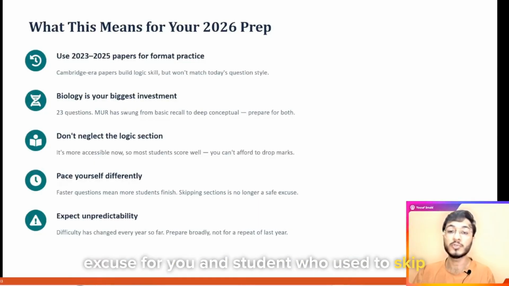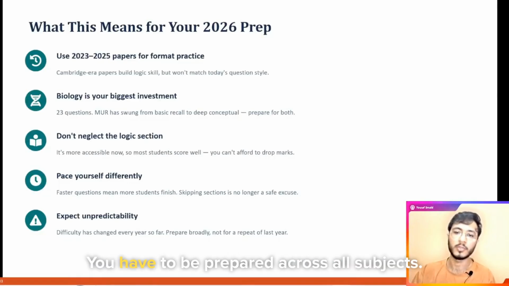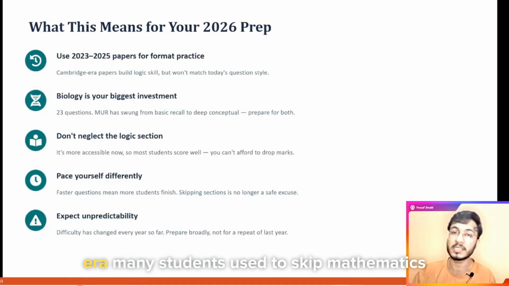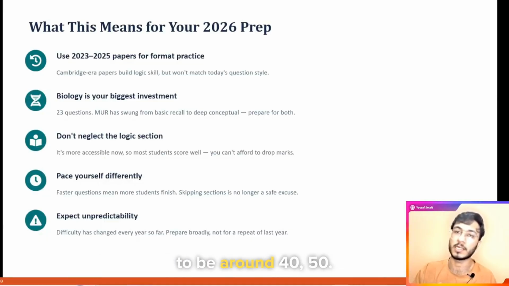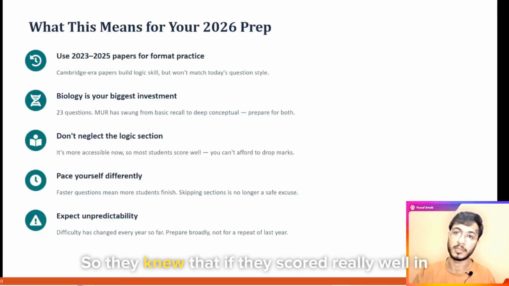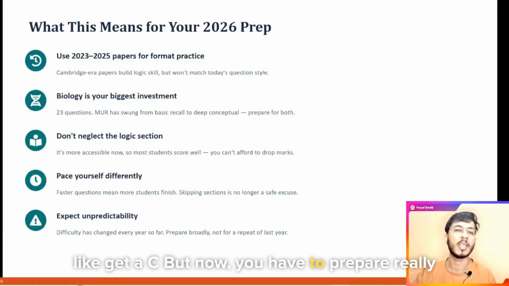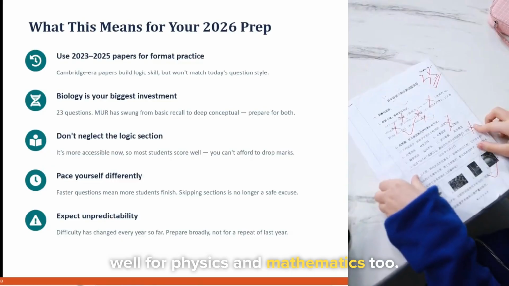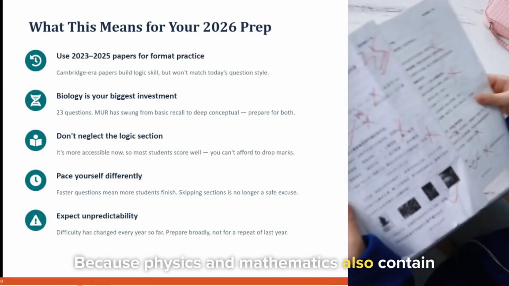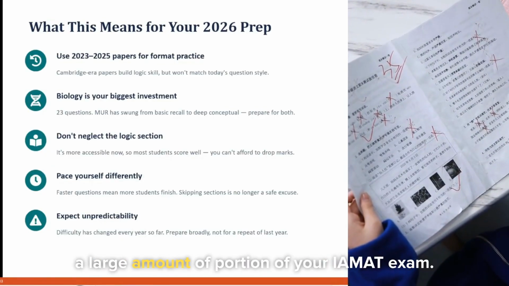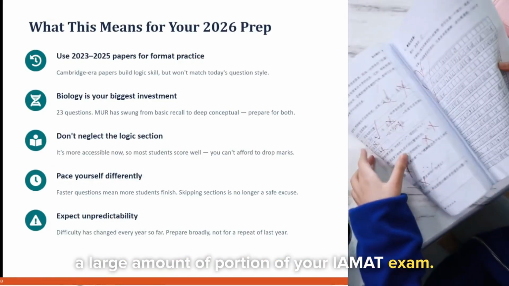And students who used to skip sections can't do that anymore. You have to be prepared across all subjects. In the Cambridge era, many students used to skip mathematics parts because they knew that cutoffs were going to be around 40, 50. So they knew that if they scored really well in biology, chemistry and logical, then they could get a seat. But now you have to prepare really well for physics and mathematics too, because physics and mathematics also contain a large portion of your IMAT exam.